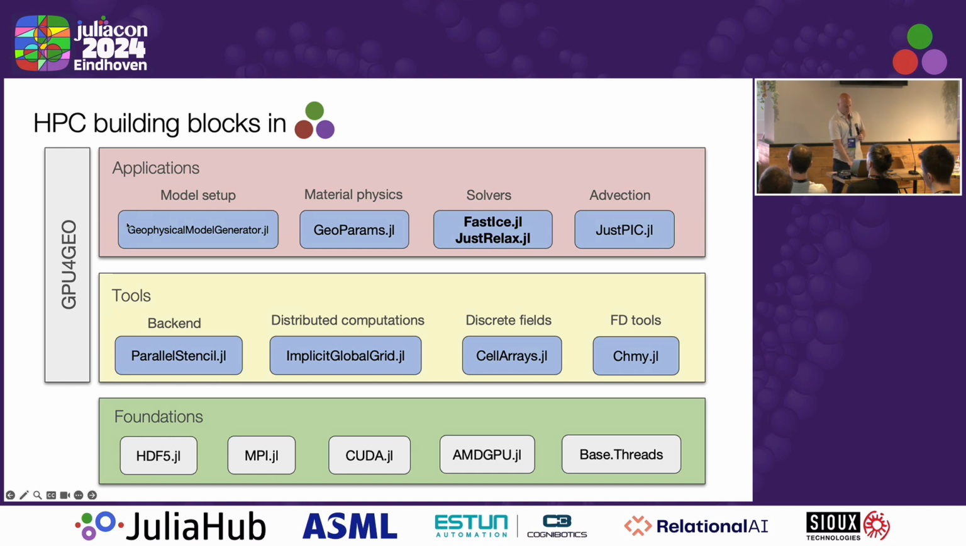So in GPU4Geo, we have a bunch of packages we will discuss later. They are developed on a bunch of tools. ParallelStencil and ImplicitGlobalGrid have already been discussed in the last few JuliaCons, by Samuel Omlin, Ludovic Räss and others, and then we are basing this on things like CUDA.jl or MPI.jl.